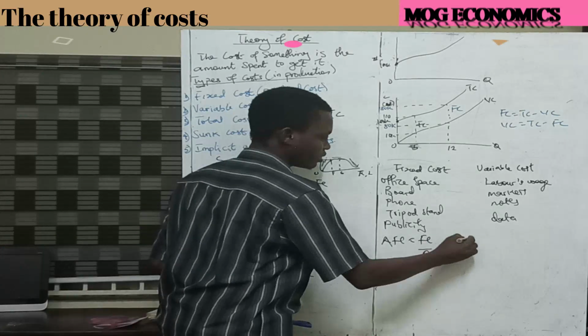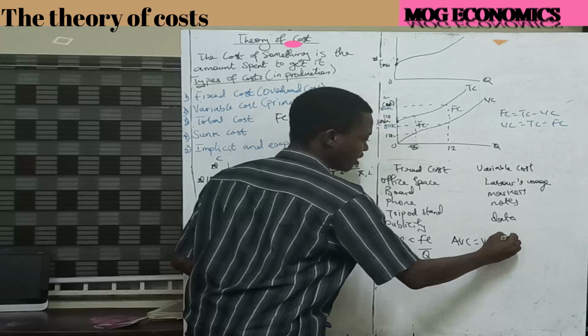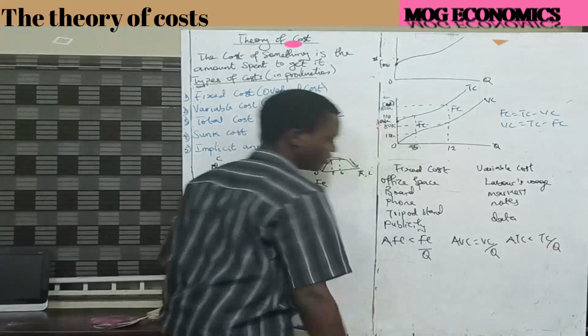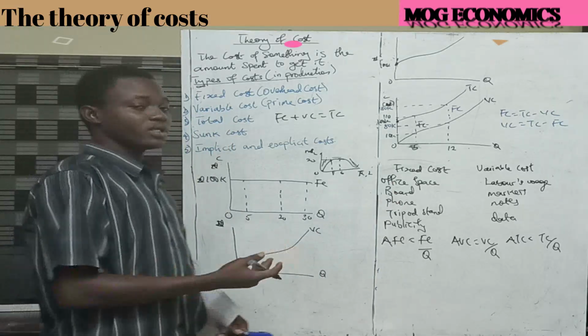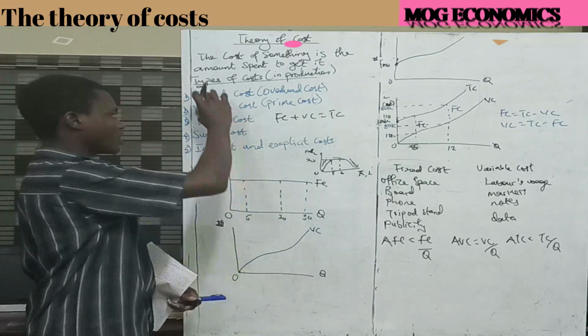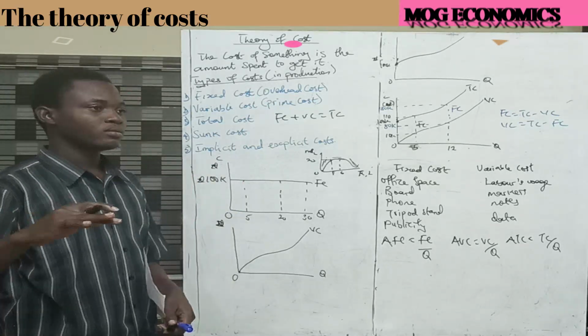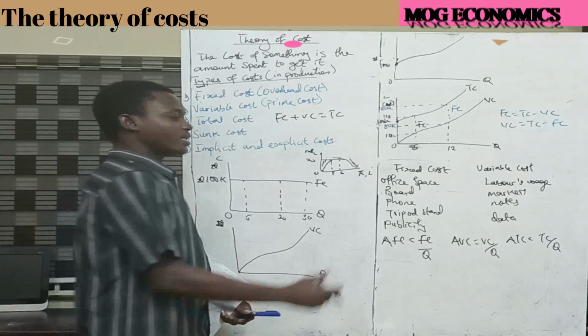Your average variable cost is the variable cost per unit of output, VC over Q. Then you have your average total cost, which is total cost over Q. So fixed cost per unit of output produced, that's the AFC; AVC is your variable cost, just what you've calculated here, but you divide them by the quantity produced. So you get the averages.